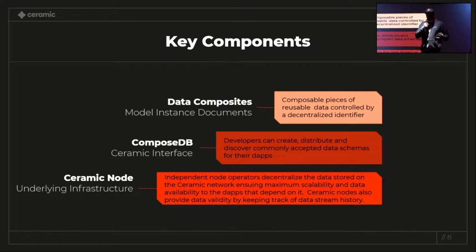This gives developers the ability to use common development practices they know and love, namely GraphQL schemas for their data. But everything they do with ComposeDB interfaces down to that Ceramic node. That's how your application can communicate down to that bottom layer. Lastly, the highest level is data composites, and this is what your user interacts with.